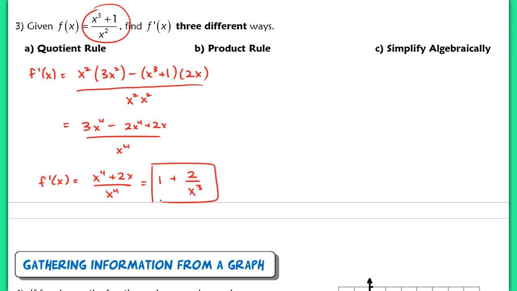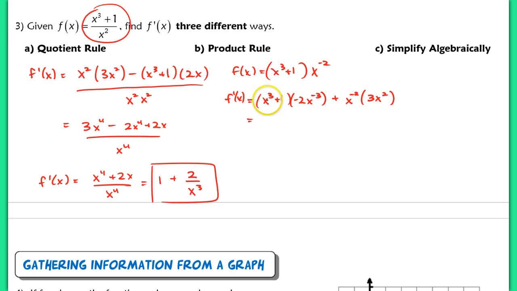All right, now if we try the product rule, this time I'm going to rewrite this as x cubed plus 1 times x to the negative second power. So if we use the product rule here, we take the first and we multiply it by the derivative of the second. So the derivative here would be x cubed plus 1 times the derivative of the second, so negative 2x to the negative third power. Then remember we have to add to that the second multiplied by the derivative of the first, so that's just 3x squared, and then we would simplify, so we have to distribute to these two here.